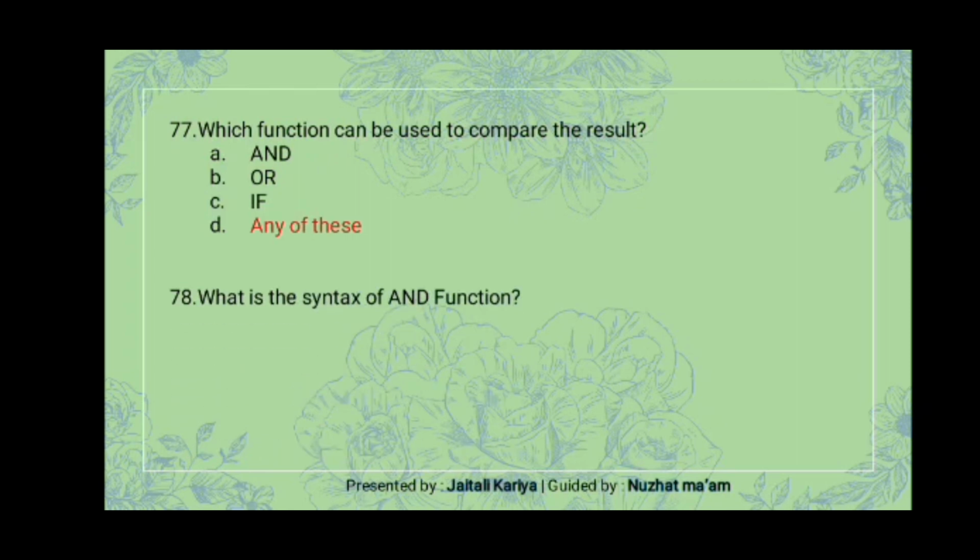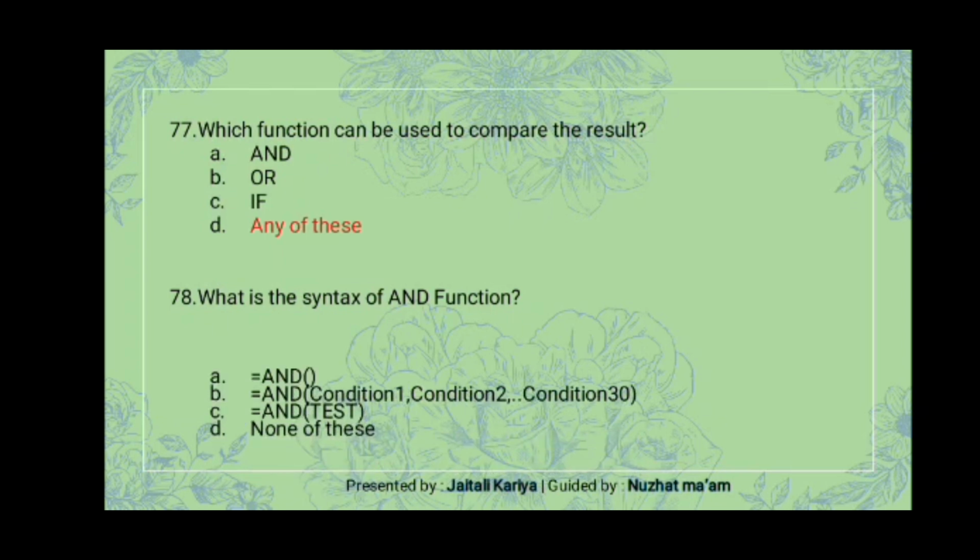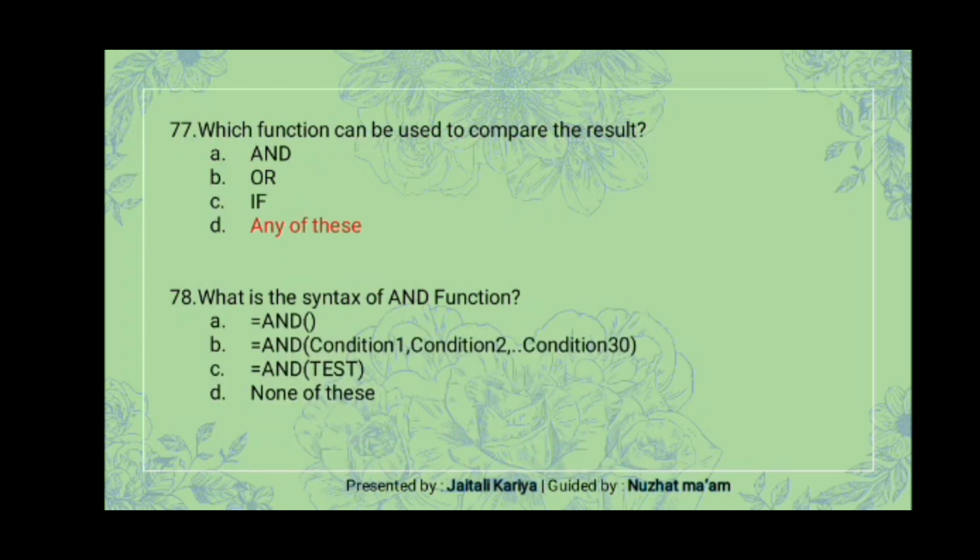78. What is the syntax of AND function? A. Equals to AND brackets, B. Equals to AND into the bracket condition 1, condition 2, and so on up to condition 30. C. Equal to AND into the bracket test, and D. None of this. And the correct answer is B, that is equal to AND into the bracket condition 1, condition 2, and so on up to condition 30.